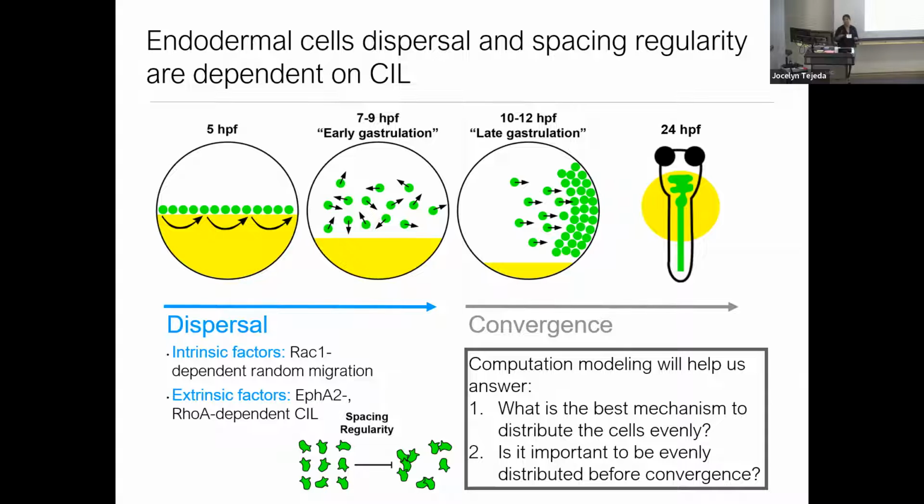With computational modeling, we hope to answer these two questions. Like I said, we think there are both intrinsic and extrinsic factors that promote the dispersal of endodermal cells. So which is the best mechanism to achieve this, or are they both equally important? And also, what is the significance of being evenly distributed to subsequent convergence and sheet formation?